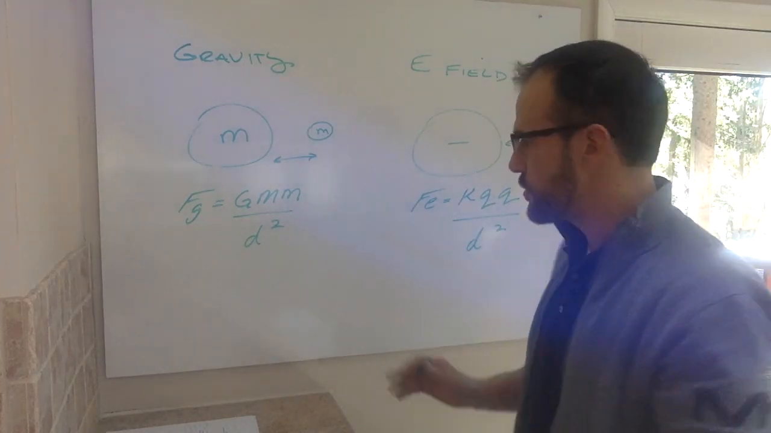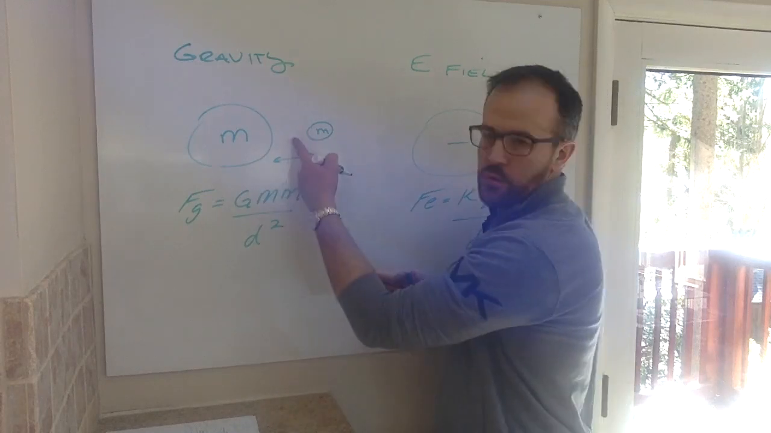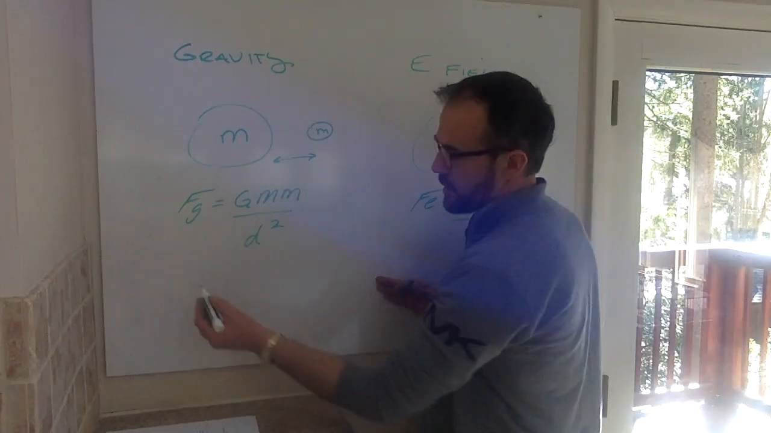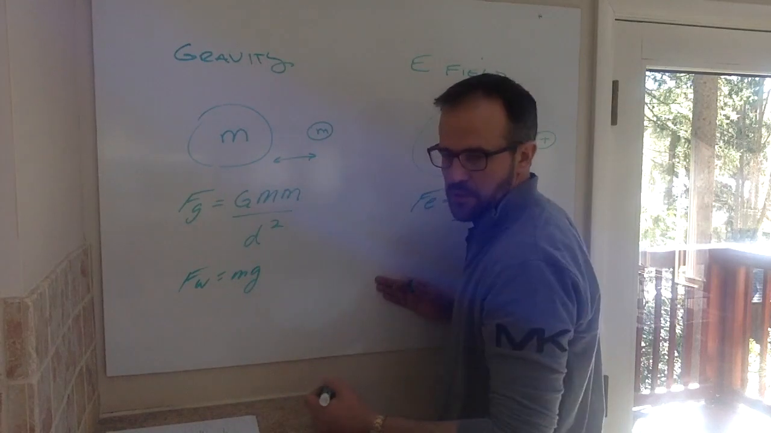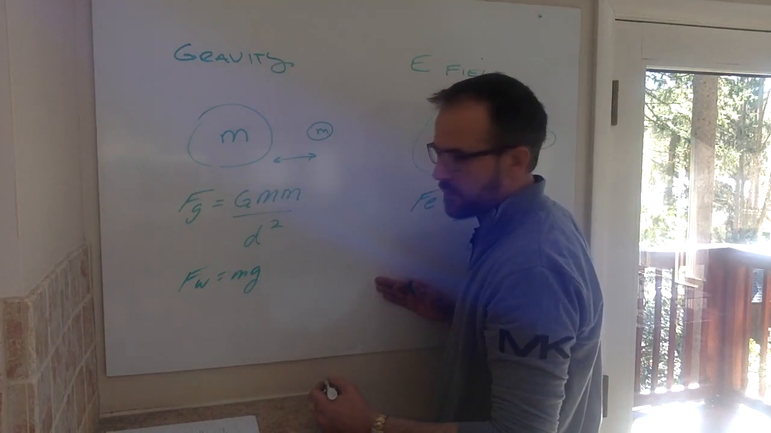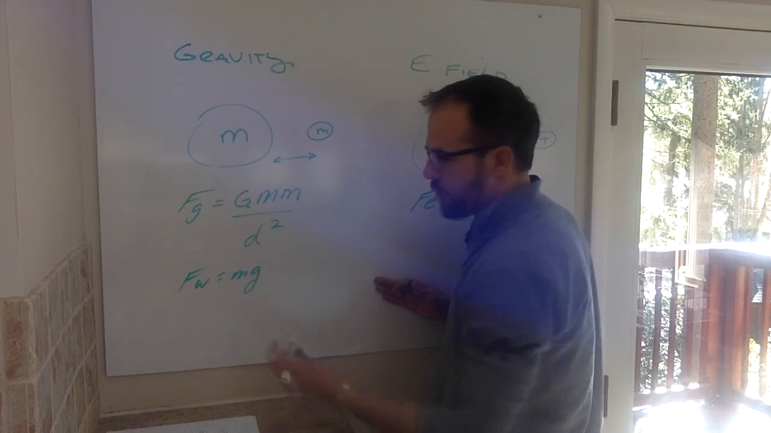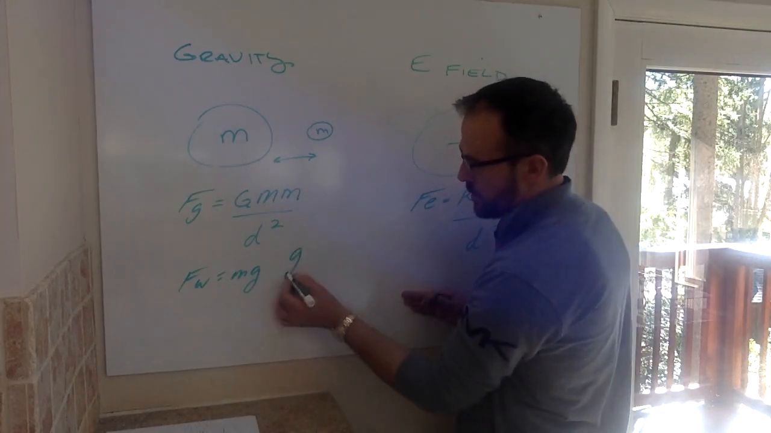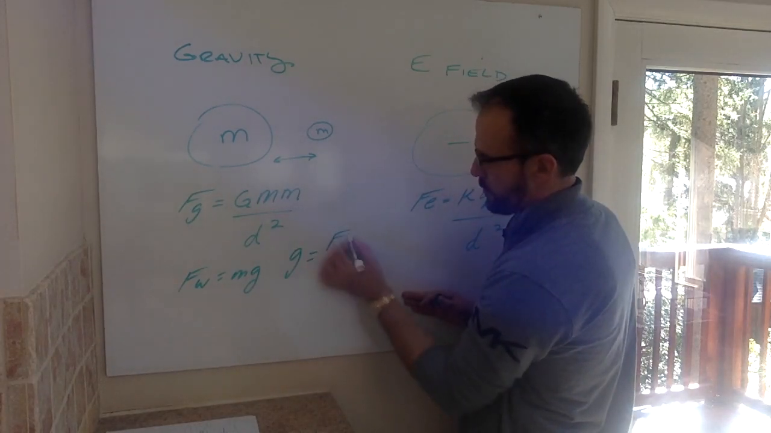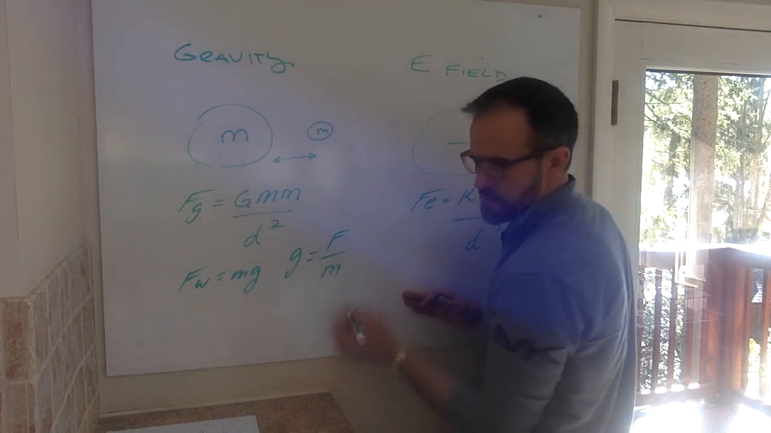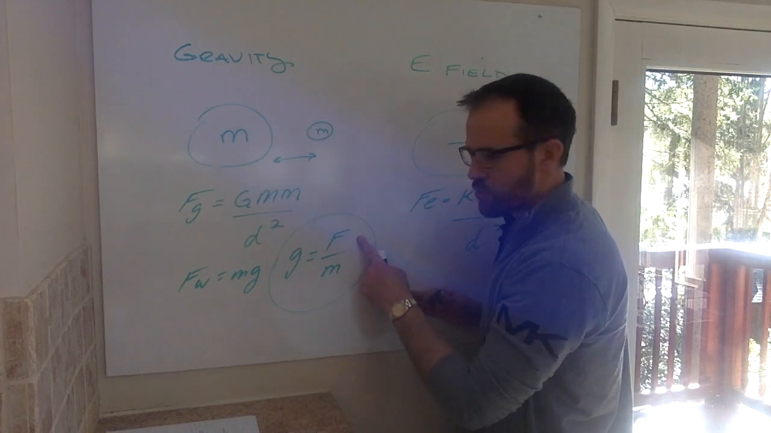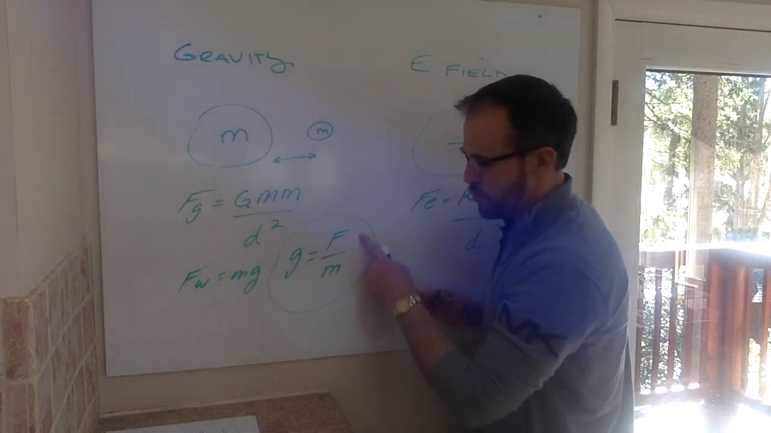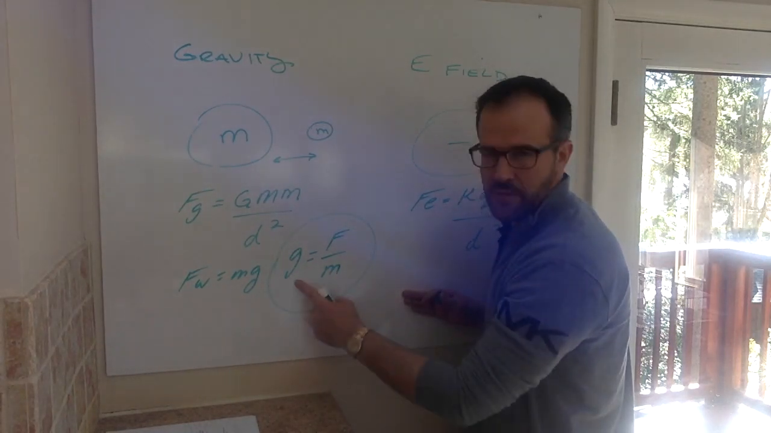Let me just show you how it also connects. When we were doing gravity, we did force of weight. We said force of weight is a mass times the little g, which is the gravity field. So it's really how strong. If we solve this for g, g is force on a mass. Like, a gravity field strength is how strong a force, a weight, is. What is the weight of a mass in that gravity field?